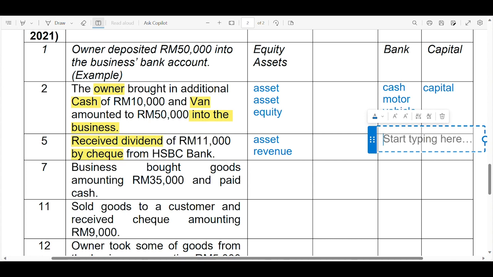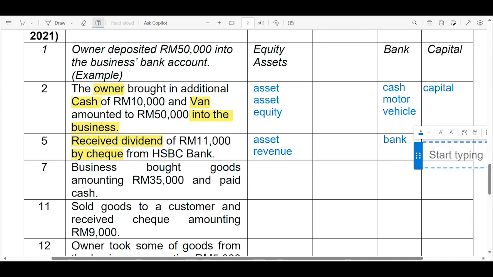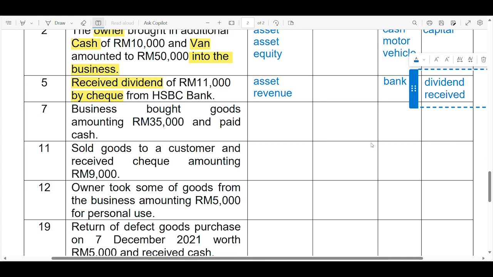You receive dividend by check, so cash at bank or bank account. And then which revenue account is to be credited here? Dividend received. Very good. So increase in revenue, you credit revenue account. What is the name of the revenue? Dividend received. Number 7. Business bought goods.